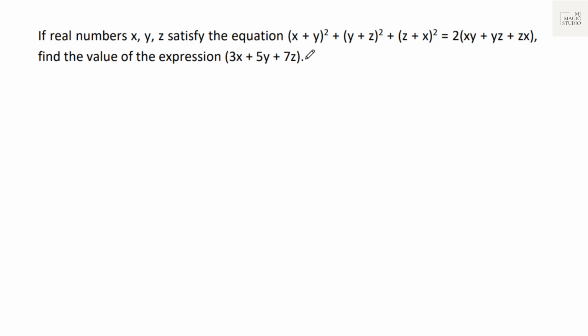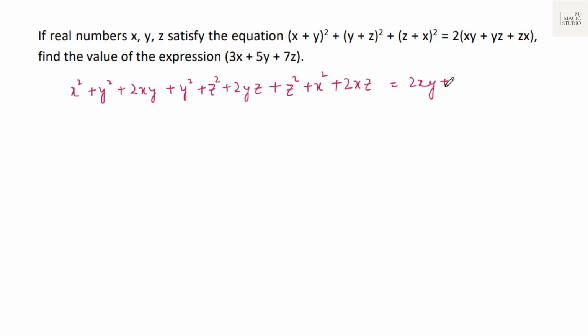Real numbers x, y, z satisfy this. Okay, (x plus y) whole square is x square plus y square plus 2xy. Plus (y plus z) square is y square plus z square plus 2yz. Plus (z plus x) square is z square plus x square plus 2zx. This is equal to 2xy plus 2yz plus 2zx. Cancel. What are we left with?